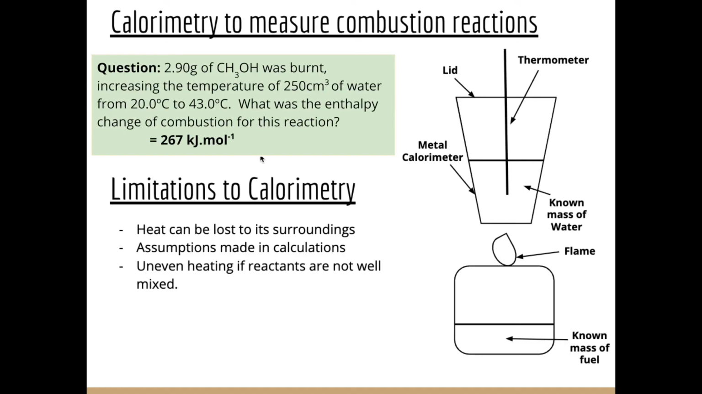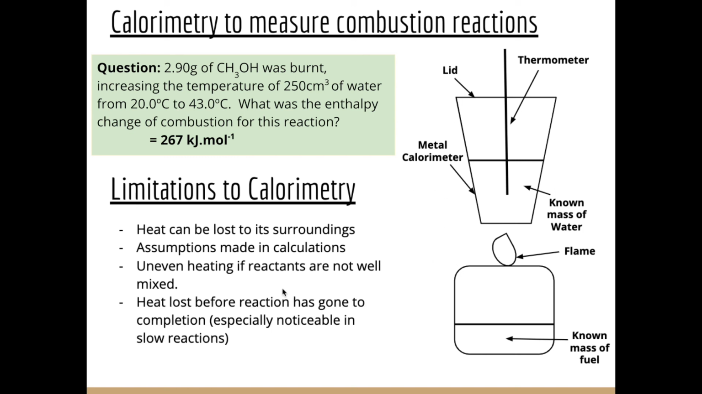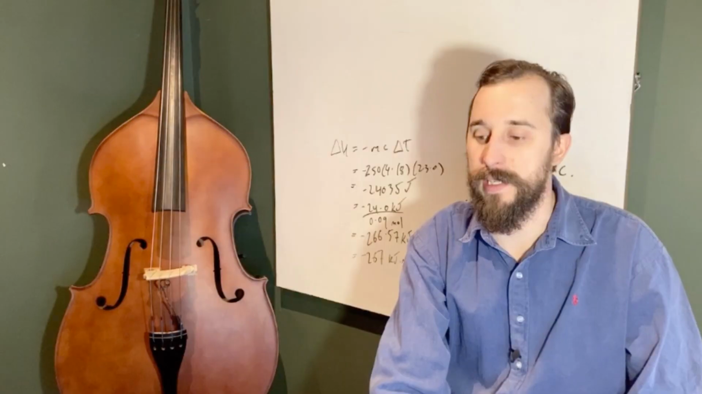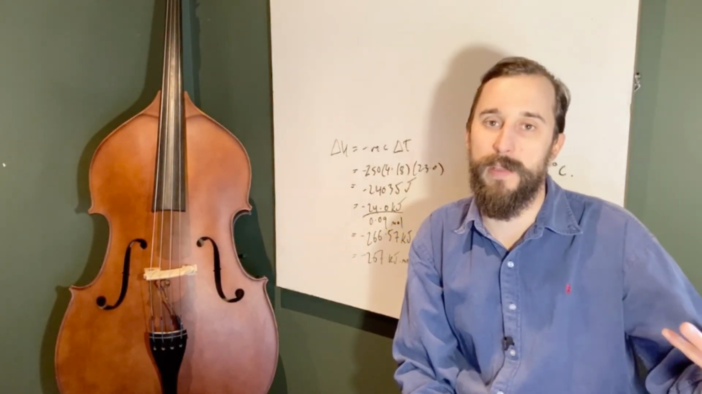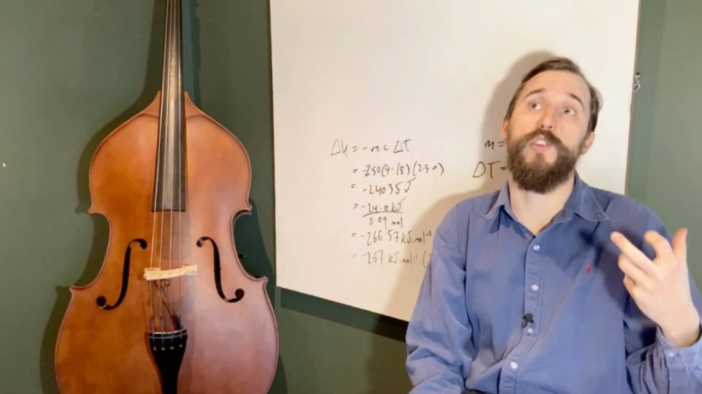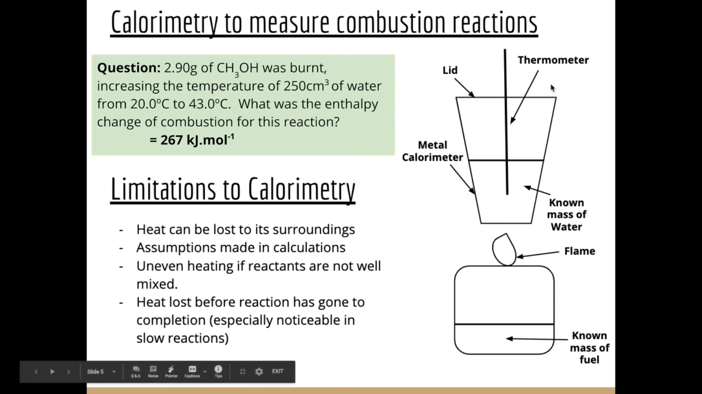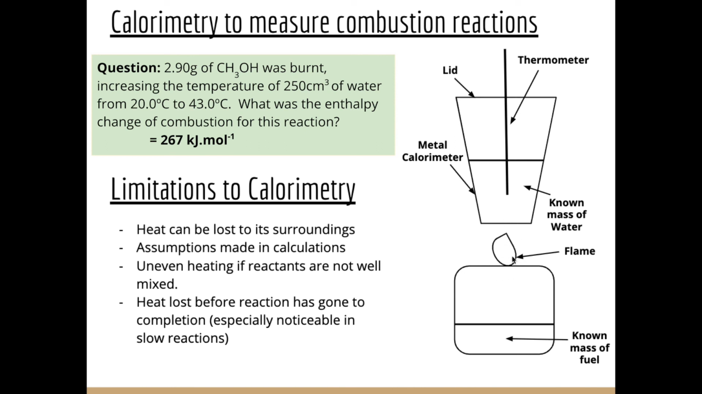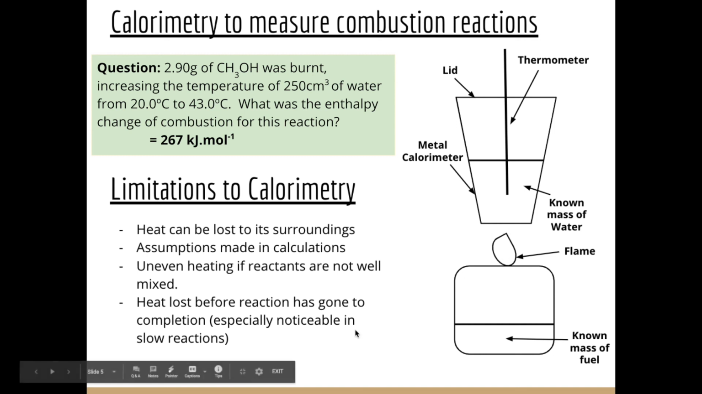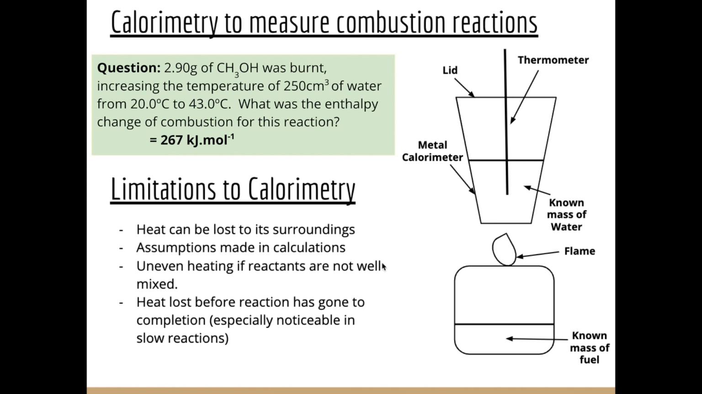If we don't have the reactants mixing well, we can have uneven heating, which will not give us the most valid results. And then heat can be lost before the reaction has even gone to completion. Whilst the reaction has started, the heat can be lost whilst the reaction is still undergoing, which means that we don't reach that maximum temperature that we theoretically should. Especially in this kind of combustion reaction calorimetry, we're going to lose lots of heat to the surroundings whilst we're burning the fuel over here. But it's a good experiment that can be used to get the delta H's of reactions.